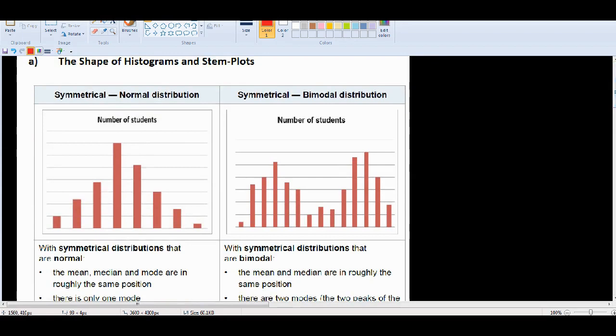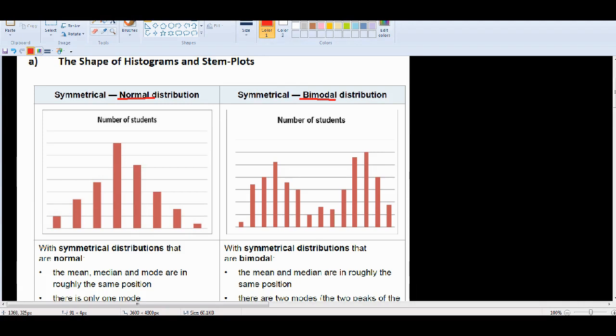So first of all, sometimes the distribution looks symmetrical. There are two types of symmetrical distribution. One is normal, the other is bimodal. So what do we mean by symmetrical? That means the shape of the graph or the chart on the left hand side would be a mirror image of what happens on the right hand side.